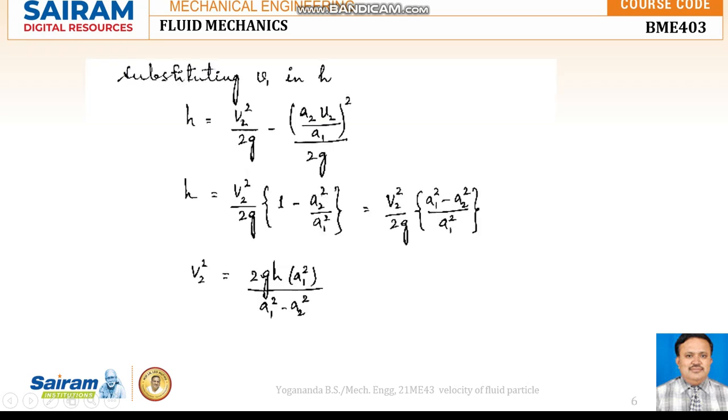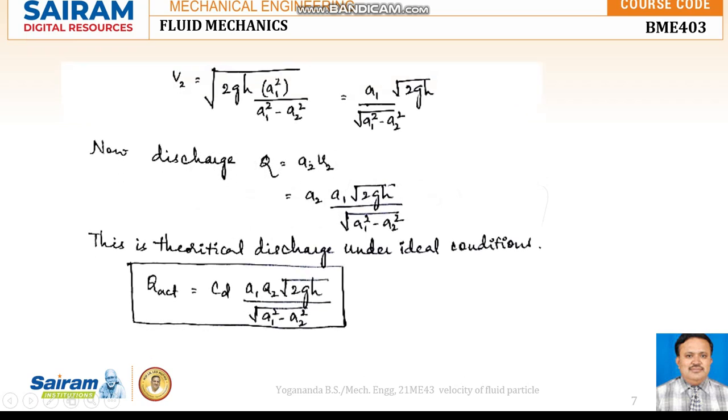So we have the expression for V2 square here. So V2 is the square root of this expression. So we have A1 square root of 2GH divided by A1 square minus A2 square. Now we know that discharge Q is equal to A2 V2, or it is A1 V1. Since we have the expression for V2, we take Q is equal to A2 V2. Substituting V2 in the discharge equation.